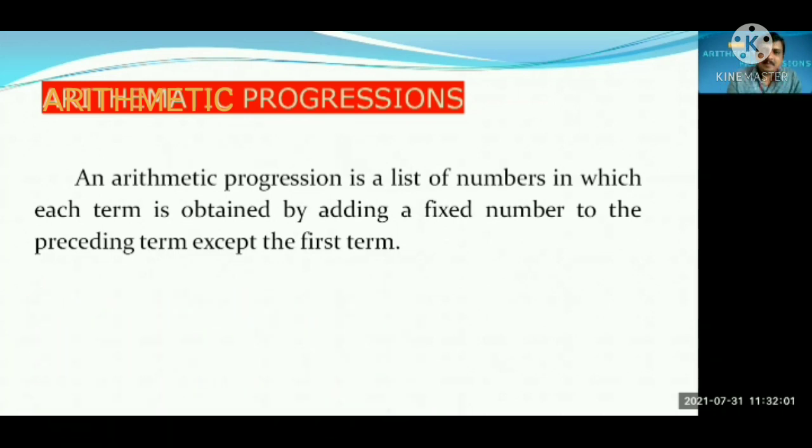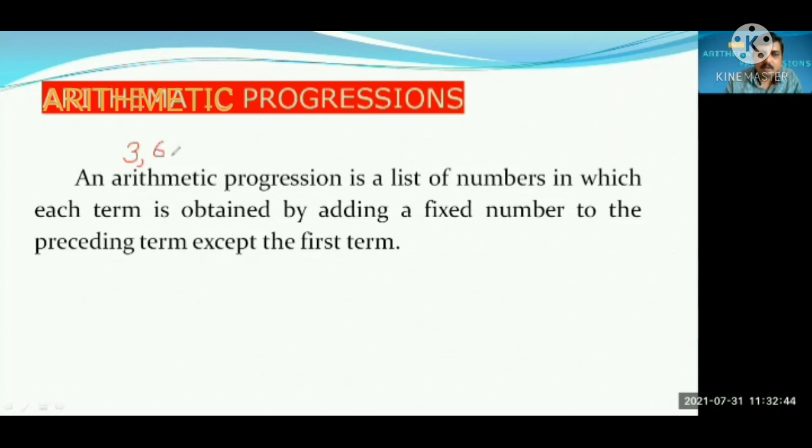Here, an arithmetic progression is a list of numbers in which each term is obtained by adding a fixed number to its preceding term. You can take any number as the first term. So let us take 3 as the first term. If you add a fixed number to this, it is now the preceding term for the next number. If you add 3 to this, we get 6.